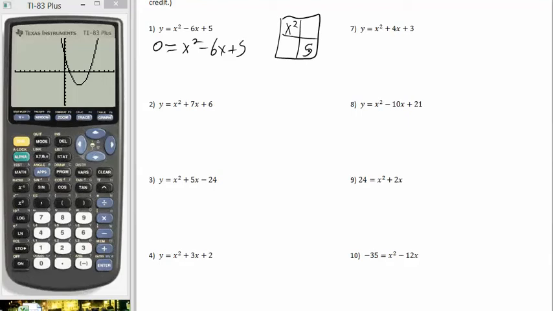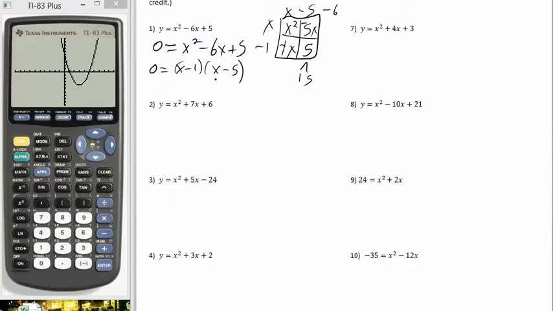I'm going to move kind of fast because I'm assuming that you know how to do this. So we're looking for factors of 5 that when I add them equal negative 6. The only factors of 5 are 1 and 5, so we have 1x and 5x. So 1 plus 5 is positive 6, so both of these need to be negative. And so we have our x minus 1 and x minus 5. All right, so we have our factored form. So we have 0 equals x minus 1 and x minus 5.